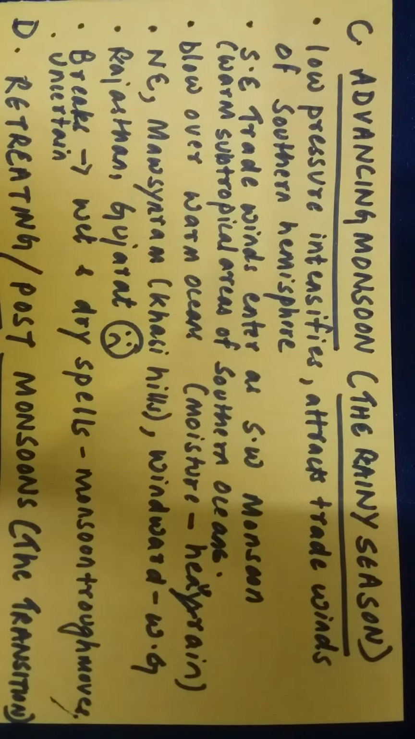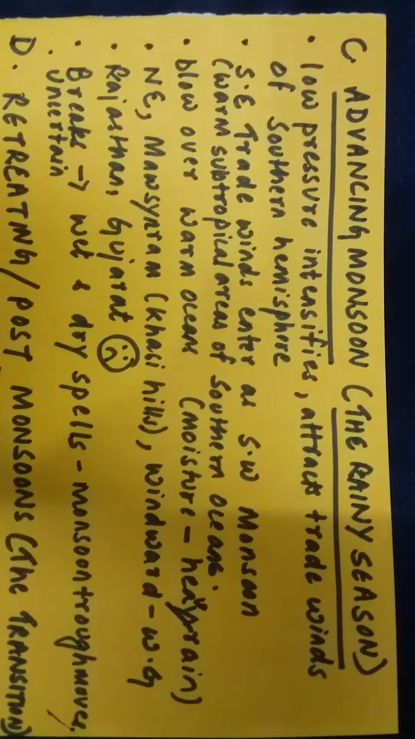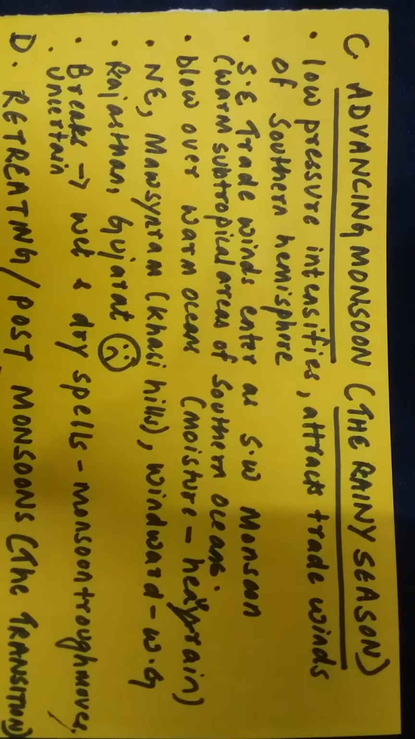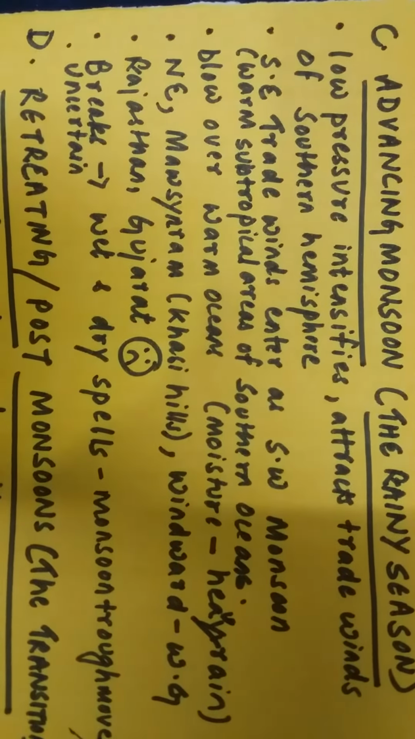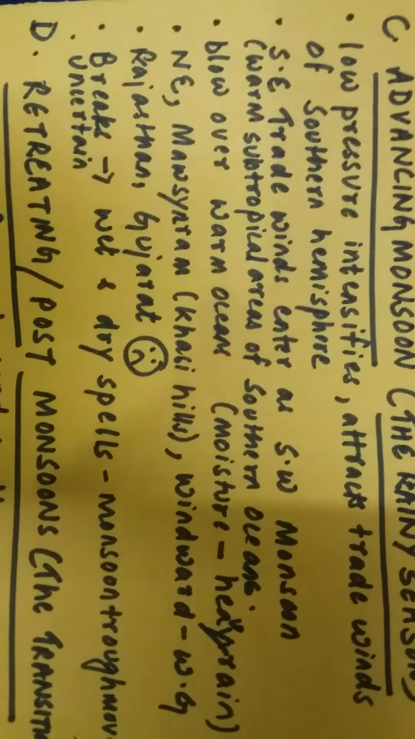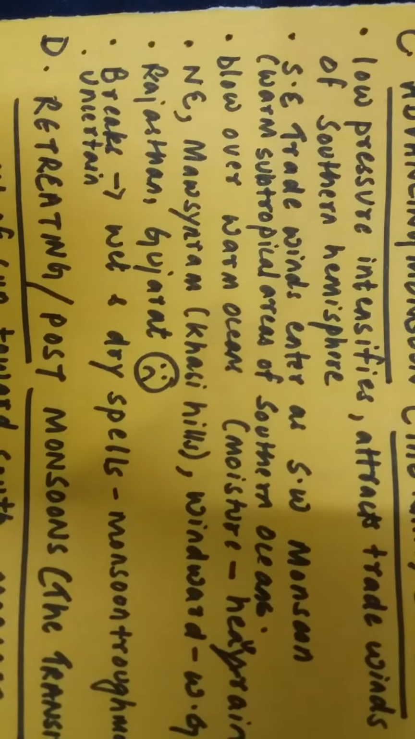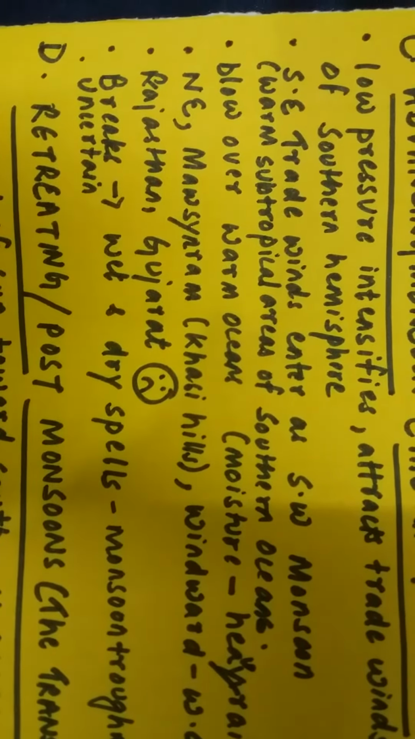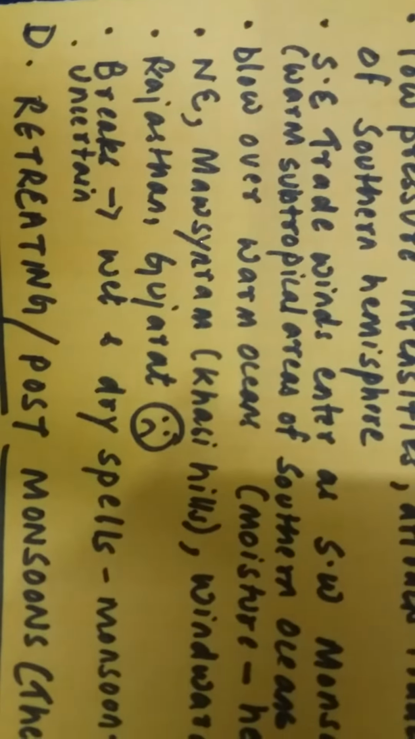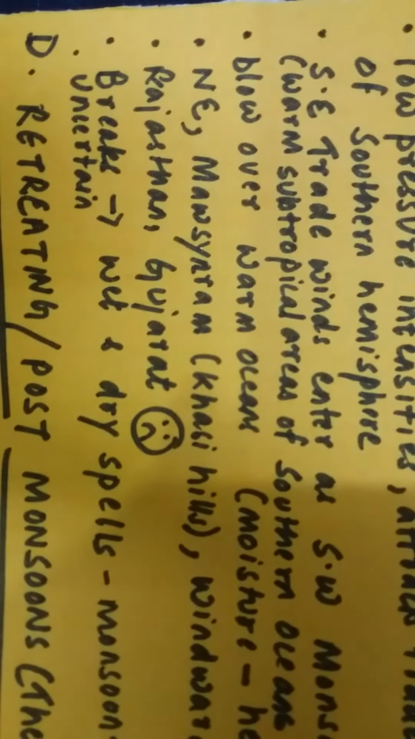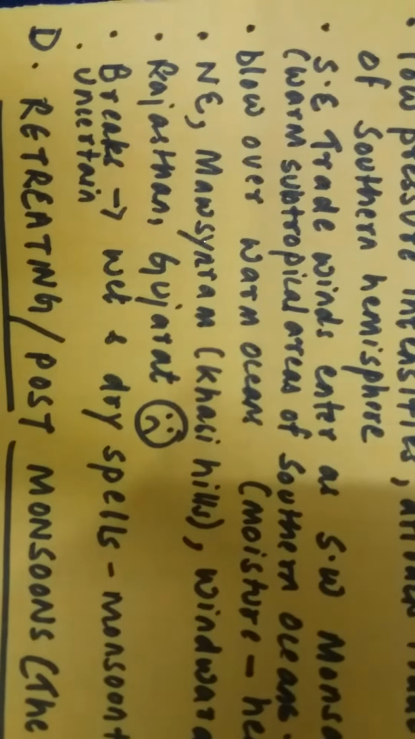As they blow over warm oceans, they have a lot of moisture and give rise to a lot of rainfall. The maximum amount and intensity of rainfall is seen in the northeast. Monsoon Ram is a place which gets the highest amount of rainfall. When I was in school, there was this place called Cherrapunji, also in the Khasi Hills of Meghalaya, which used to get a lot of rainfall.